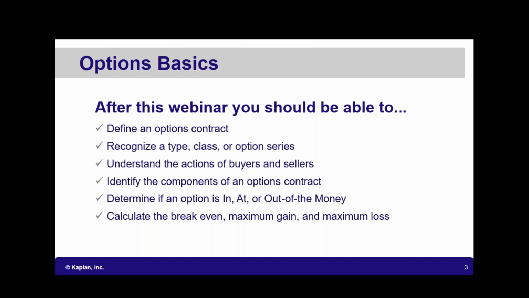So let's get started with the definition of an option. An option is a contract between 2 parties. The 2 parties agree to either purchase or sell a specified amount of a specified security by a specified time at a specified price. Now, of course, I don't think you had enough time to write all that down. So I'll slow it down a bit.